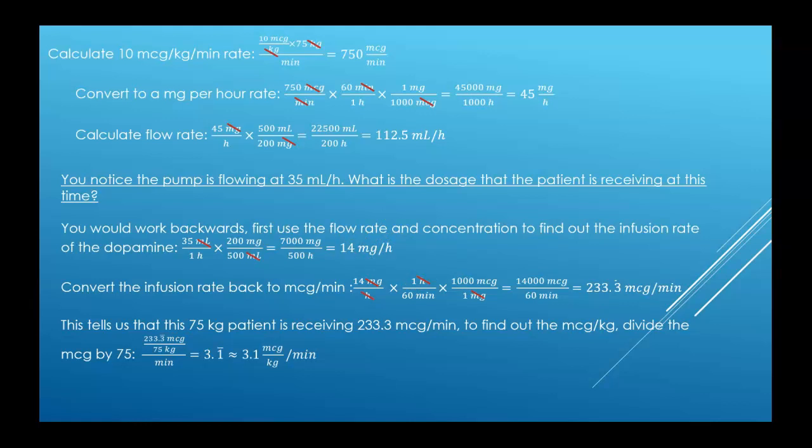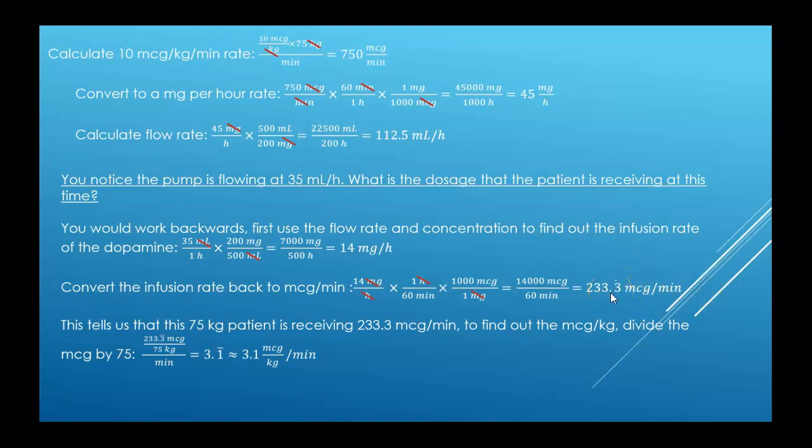And then we want to work all the way back to micrograms per minute. So if you have milligrams per hour, all we need are 2 conversion factors. One to convert our hours to minutes, and the other to convert our milligrams back to micrograms. Multiply across the top and bottom and cancel, and you get your micrograms per minute. So this patient is receiving 233.3 repeated micrograms per minute.